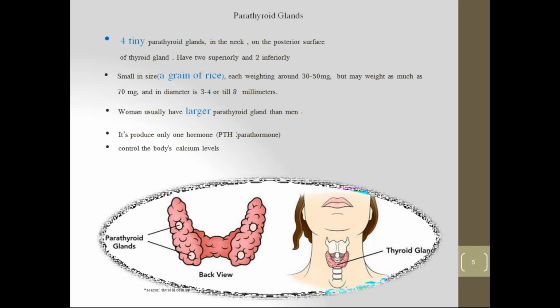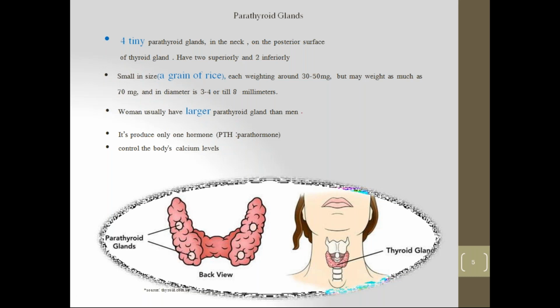There are four tiny parathyroid glands in the neck on the posterior surface of the thyroid gland, two superior and two inferior. They are small in size, about the size of a grain. Each weighs about 30 to 50 milligrams, and may go up to 70 milligrams. Each is about 3 to 4 millimeters, and may extend up to 8 millimeters according to the individual. Women usually have larger parathyroid glands than men. It produces only one hormone, parathyroid hormone, which controls the body's calcium levels.